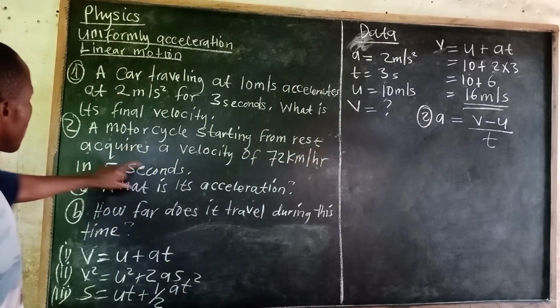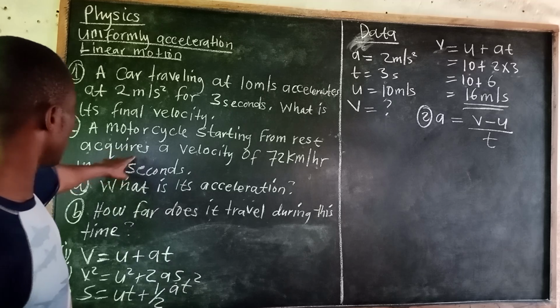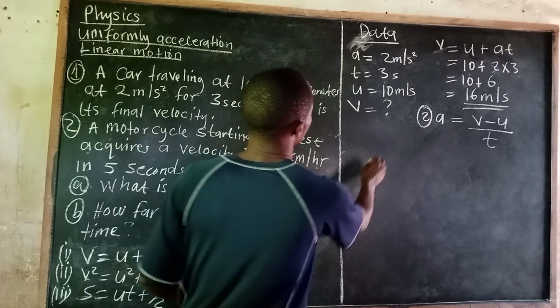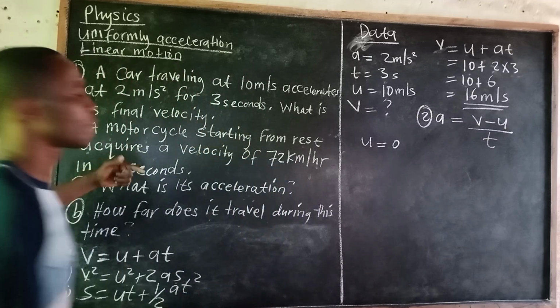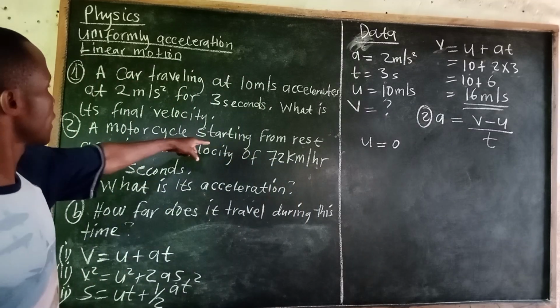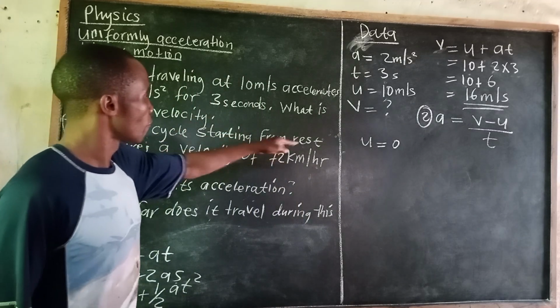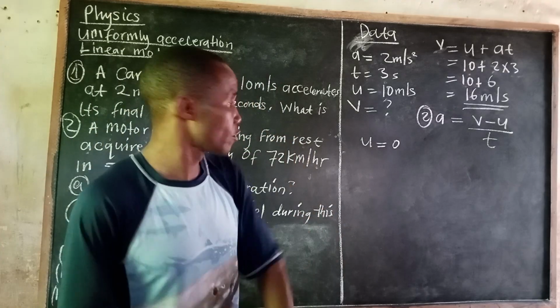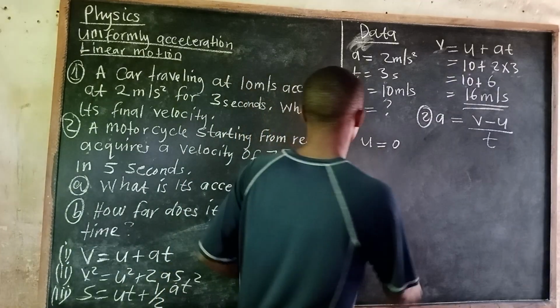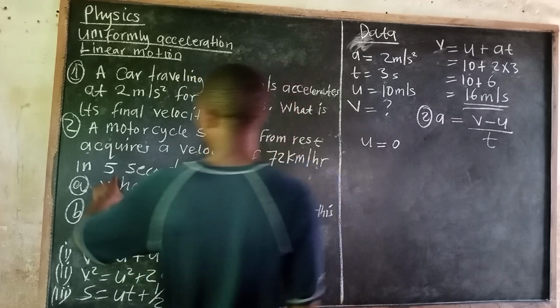What are we given here? Here we are given the initial velocity. Initial velocity is equal to 0 because they are saying from rest, this motorcycle starting from rest. So when you start from rest, the initial velocity is going to be 0. Then what else are we given?